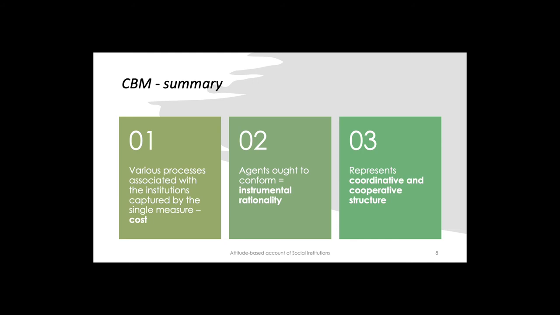To summarize, the cost-based model captures various processes associated with the institutions by the single measure, cost. It captures very broadly why agents ought to conform to a specific institutional rule based on their instrumental rationality, though it completely leaves out the details of decision-making process, psychology, and societal influences. The model therefore offers a great tool for representing coordinative and cooperative structure of institutional interactions and helps us understand their function and persistence. Peter ought to conform with the norm of silence because it fulfills his preference upon reflecting all potential costs that are associated with other options. Violations are rationally ruled out because they are not plausible behavior if one wants to maximize utility function.